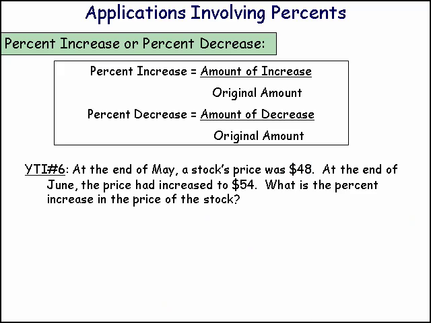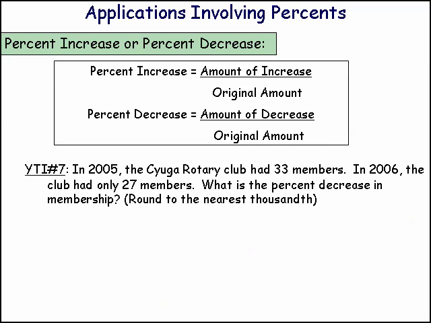Okay, let's go into the next problem. The next problem is you try it number 7. Still dealing with percent increase or percent decrease. In 2005, the Cayuga Rotary Club had 33 members. In 2006, the club had only 27 members. What is the percent decrease in membership? And it says round to the nearest thousandth.